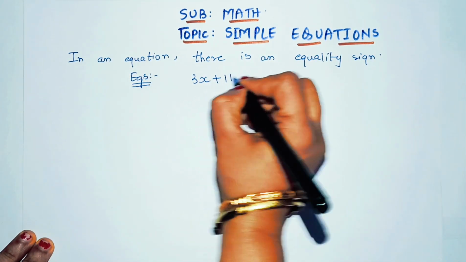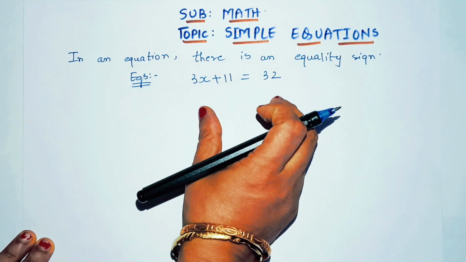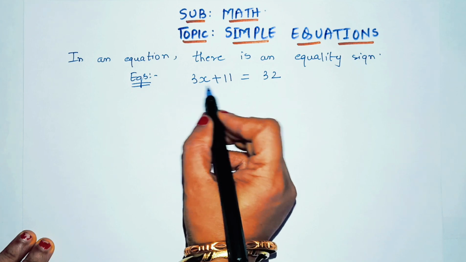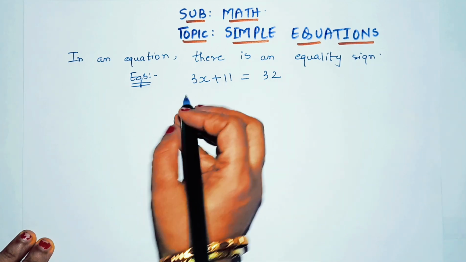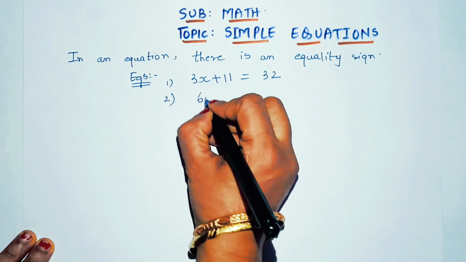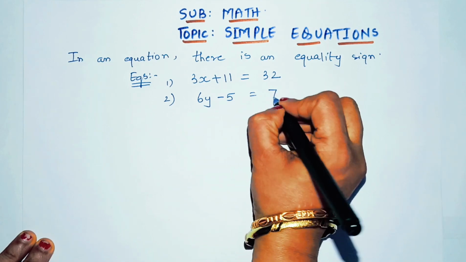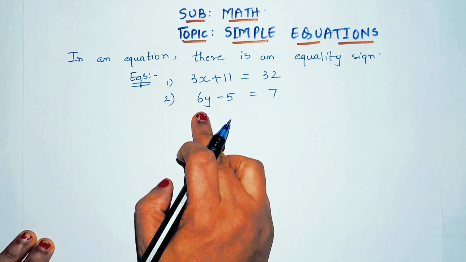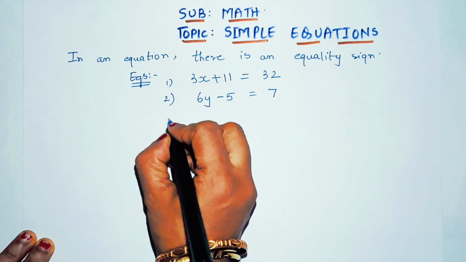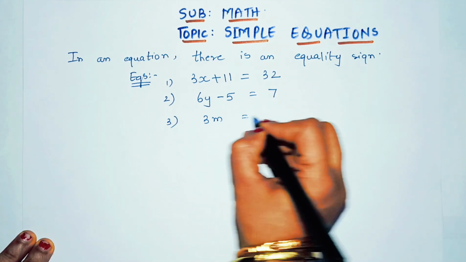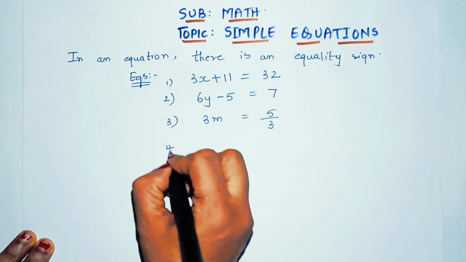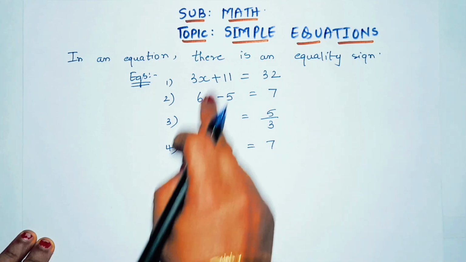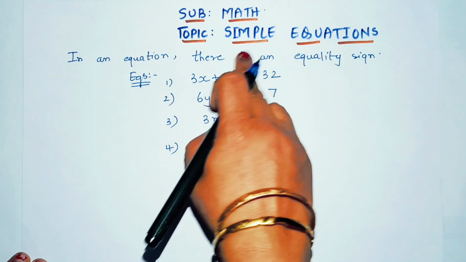3x plus 11 equals 32, and in this we have already learnt that this is LHS. What is LHS? 3x plus 11, and 32 is RHS. Second example, 6y minus 5 equals 7. 7 is a constant term, minus 5 is also a constant term, 6y is a term. Third question, 3m is equal to 5 by 3. And fourth one is (b plus 3) whole upon 3 equals 7.